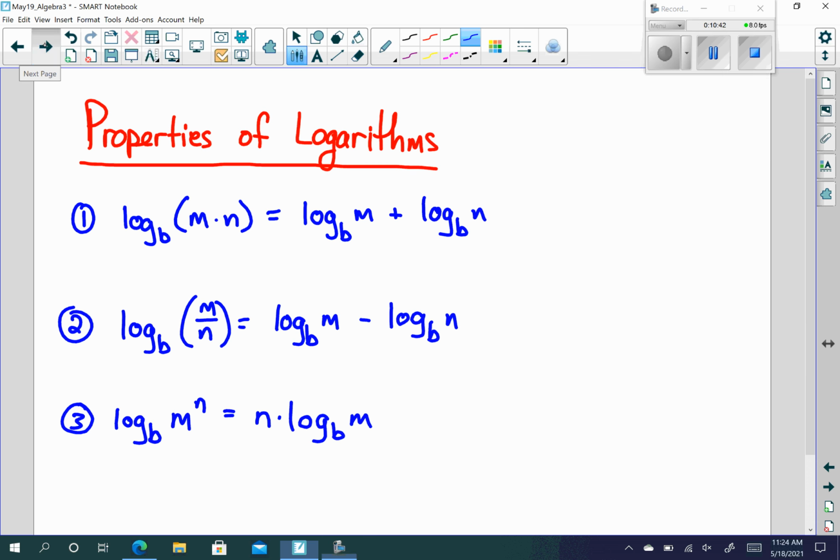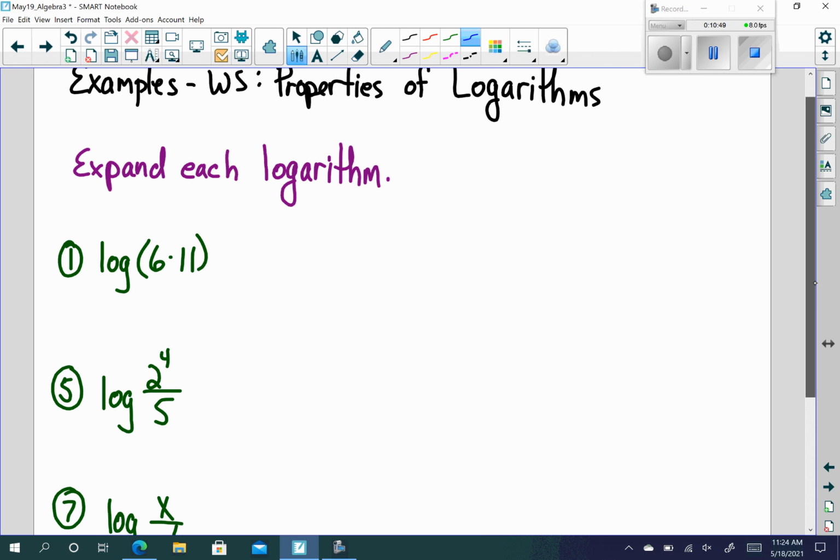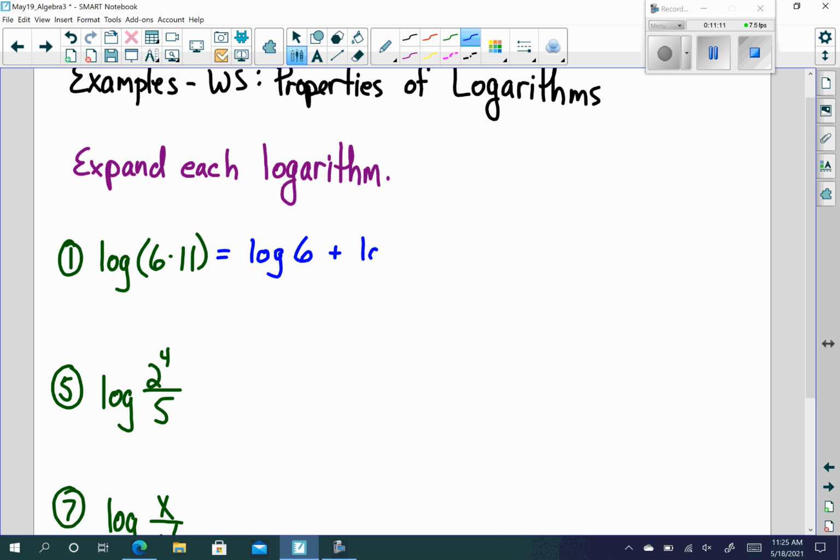So now we're going to go to the second worksheet, properties of logarithms. On the first side, we're asked to expand each logarithm. We don't want an actual value. We just want to expand using the properties. So go ahead and copy down number 1. So this is log base 10, so we don't have to write the 10. I'm multiplying, so this can also be written or expanded as log base 10 of 6 plus log base 10 of 11. Or just log 6 plus log 11.